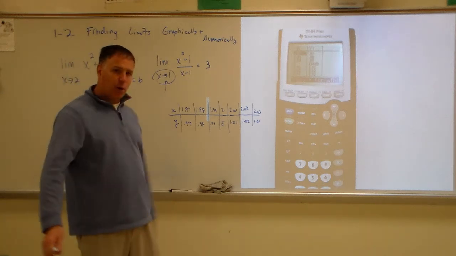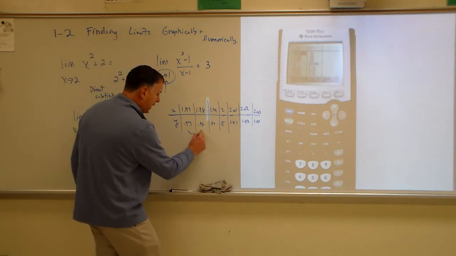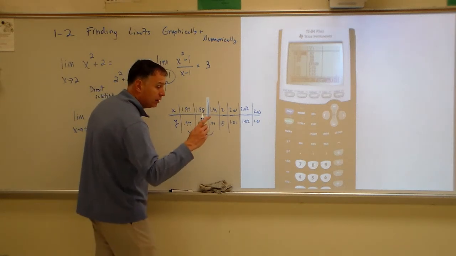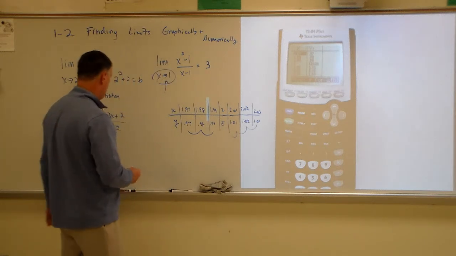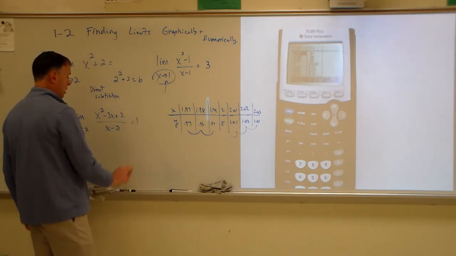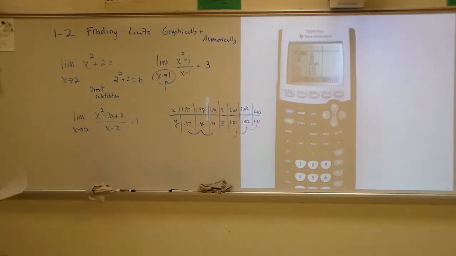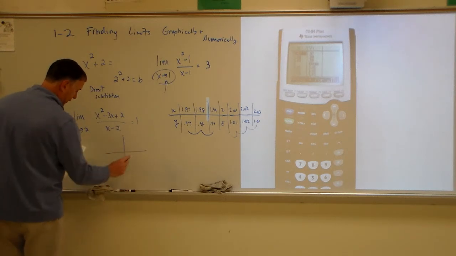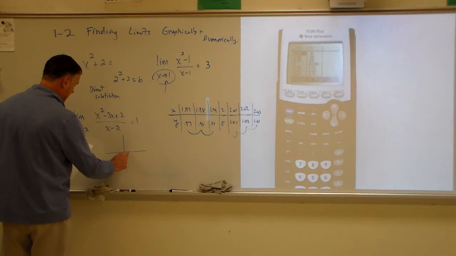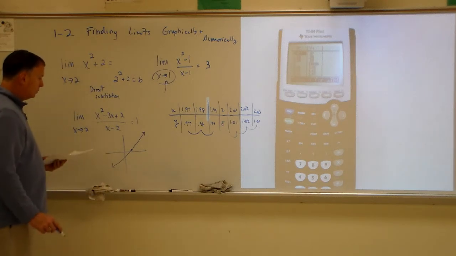So looking numerically, what do we think our y values are approaching? What number are they approaching? As I come from this side, they're approaching 1. As I come from this side, they're approaching 1. So I would say it's equal to 1. Now, if they ask you to do it graphically, using a graph, we saw what the graph looked like, right? It looks something like this. And then we know there's going to be a hole there, okay?